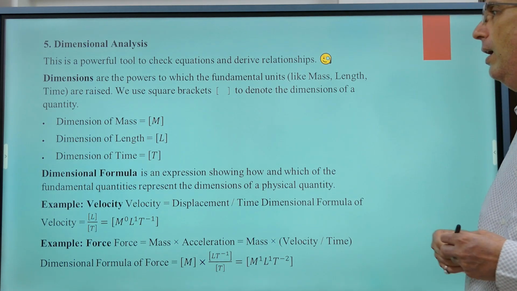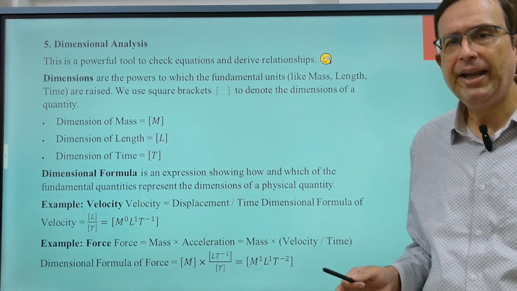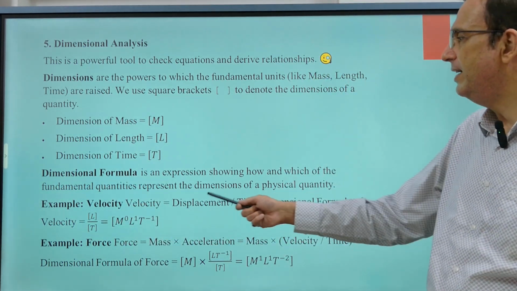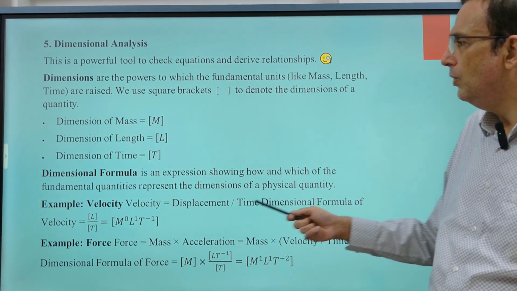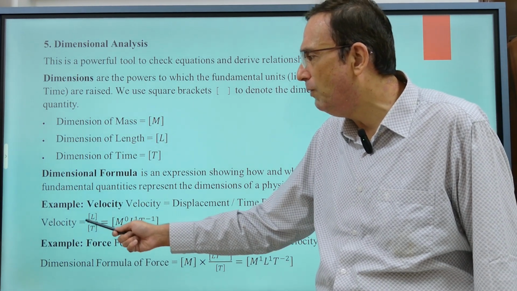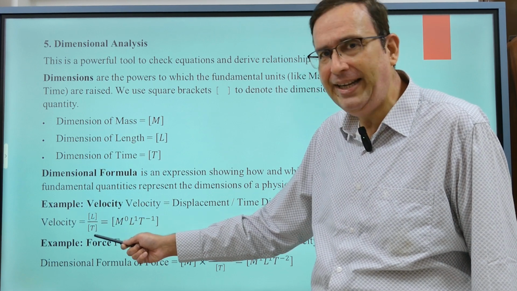Now, for example, let us say we are talking about velocity. It is a simple example we are taking. Velocity is length divided by time. Basically it is the displacement divided by time. So you can say the dimensional formula or the dimensional expression for that would be [L] divided by [T].